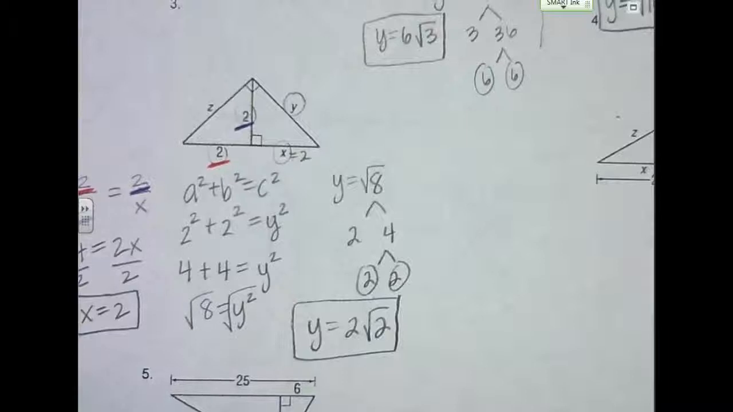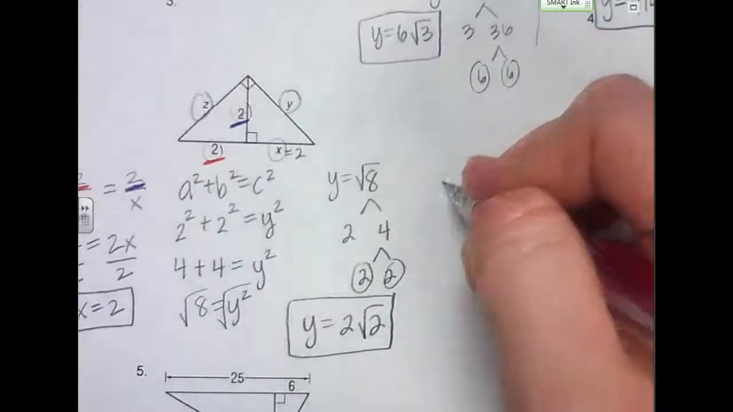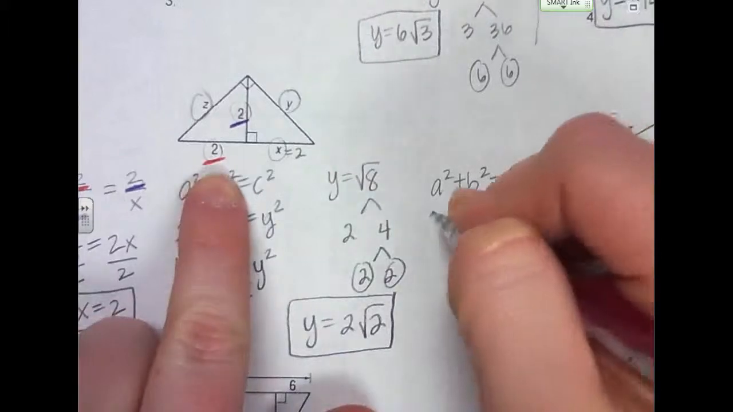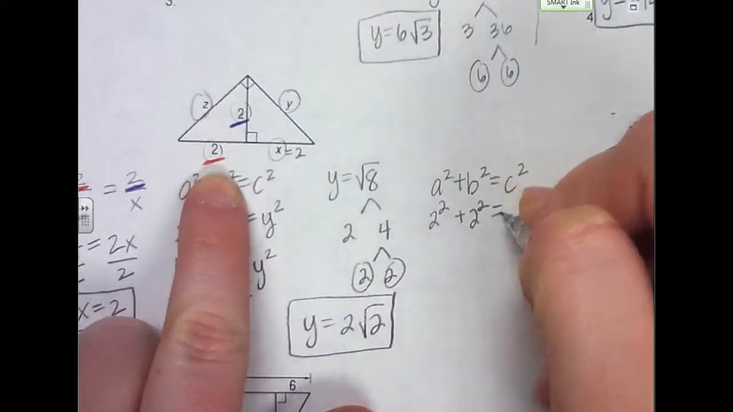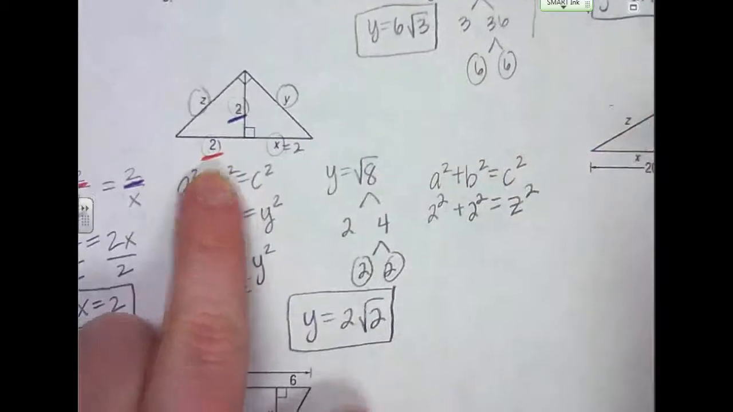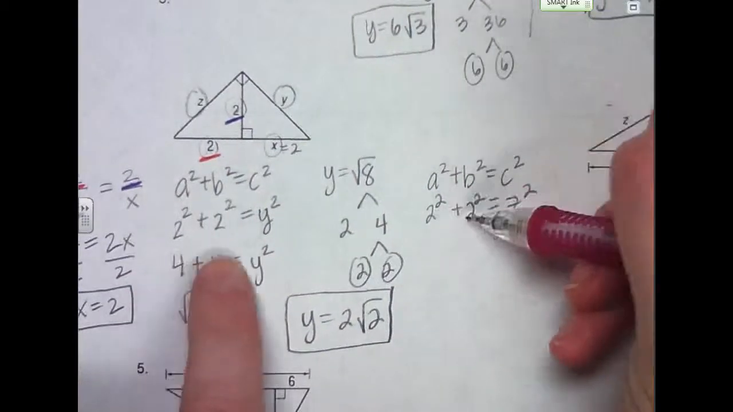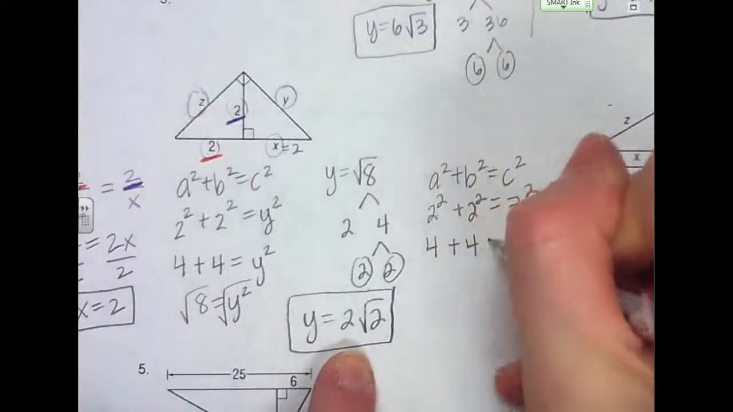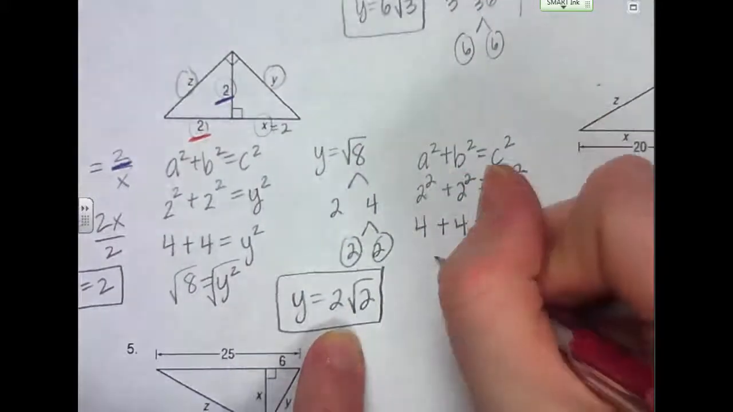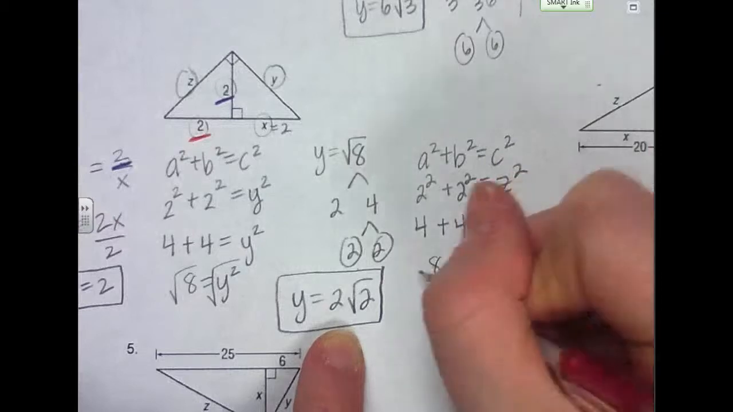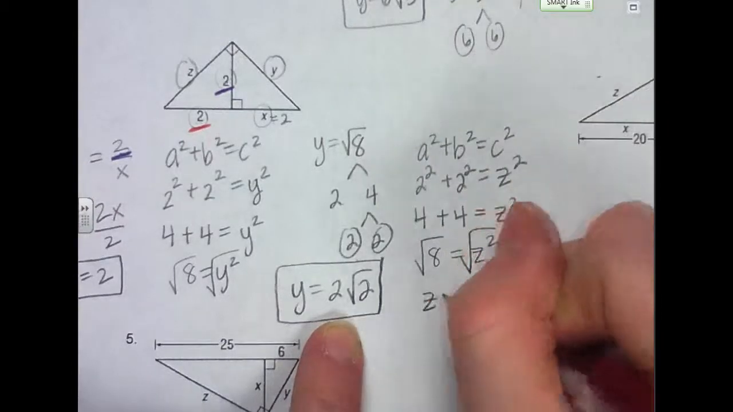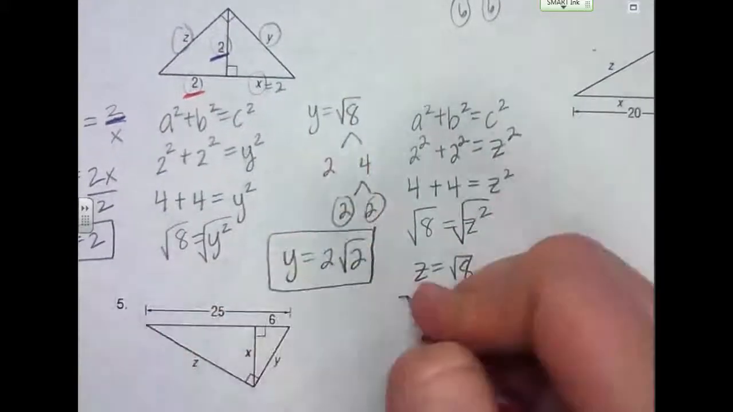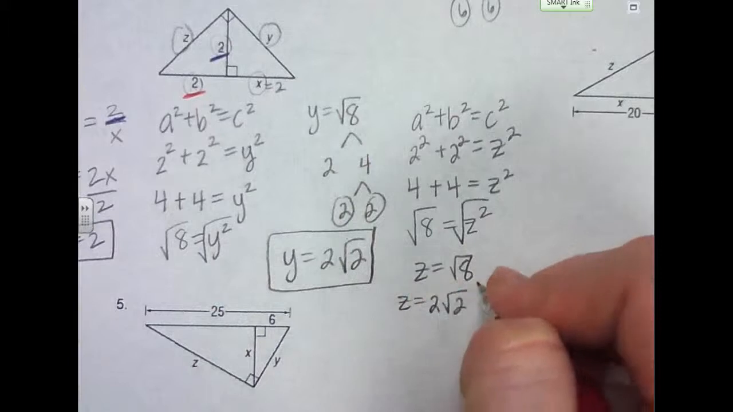So let's go ahead and find z then. I'm going to do it the exact same way. I'm going to do Pythagorean Theorem. So the 2 sides are both 2. 2 squared plus 2 squared equals z squared. Now hopefully you can see that these are exactly the same thing. So it should be the same answer. 4 plus 4 equals z squared. 8 equals z squared. Square root. Z equals the square root of 8, which we just simplified right here. So z equals 2 square root 2.